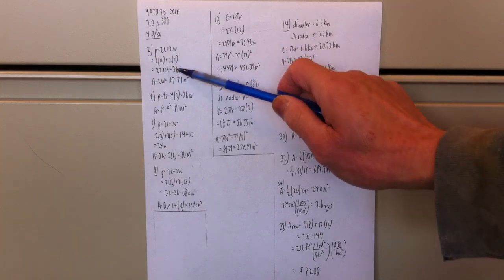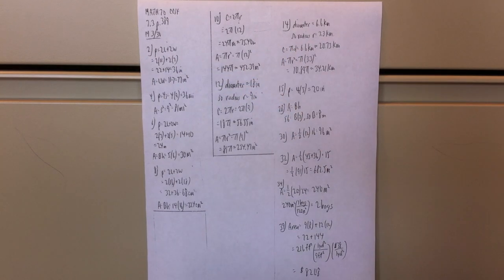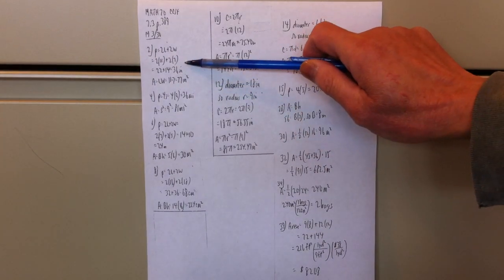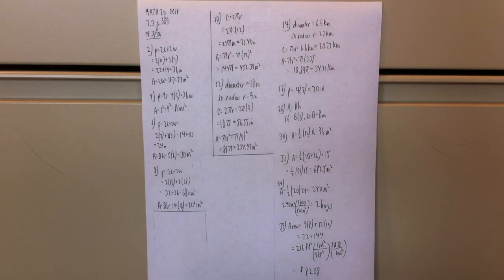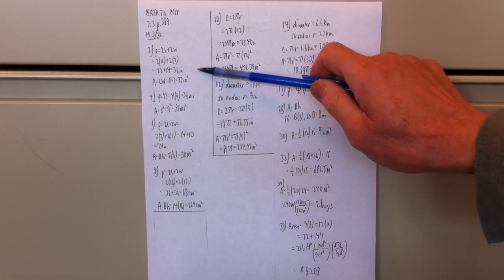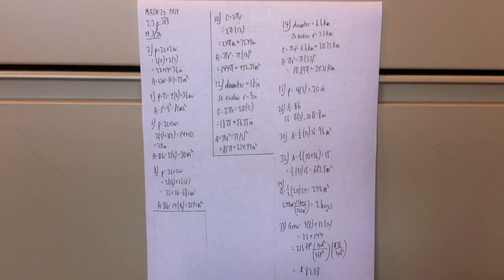11 is the L, plus 2 times 7 is the width. That comes out to be 22 plus 14, which is 36 inches. The area is length times the width, so 11 times 7, 77 square inches. Notice there's a 2 up there for square units. Anytime we're asking for area, it's in square units.